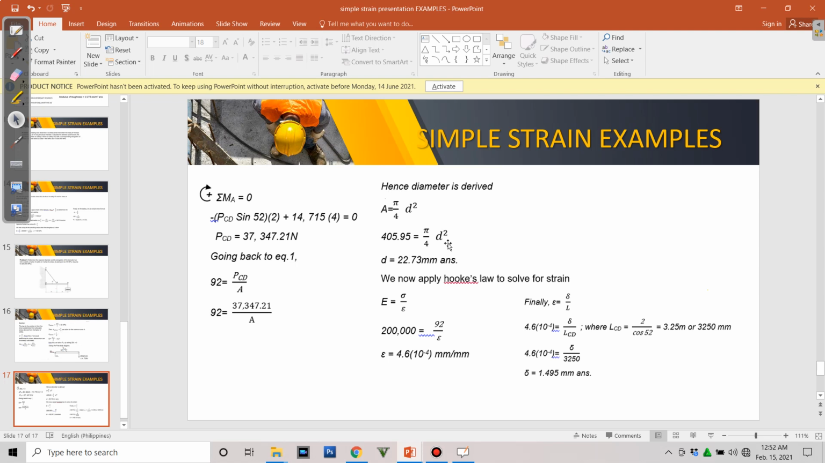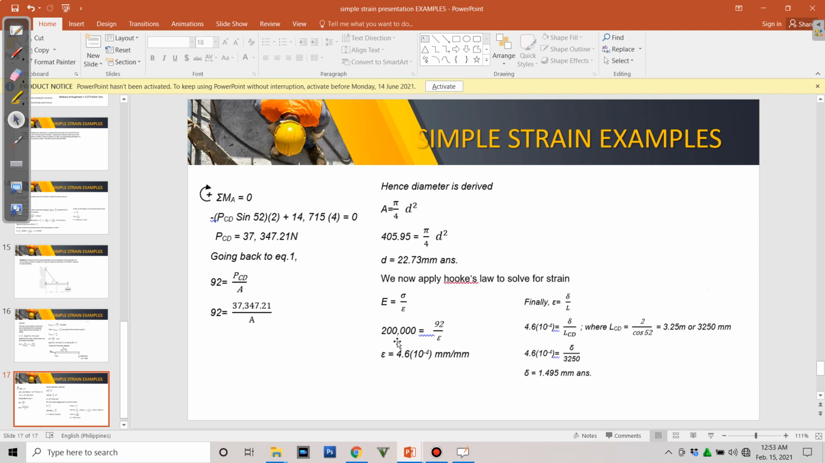So when we divide this one, from that we can get the diameter, so just equate it to the area of the circular cross section, and then solve for your required diameter. So we have diameter equivalent to 22.73 millimeters. So to determine the strain with this corresponding diameter, area, and force, we apply Hooke's law to solve for strain.